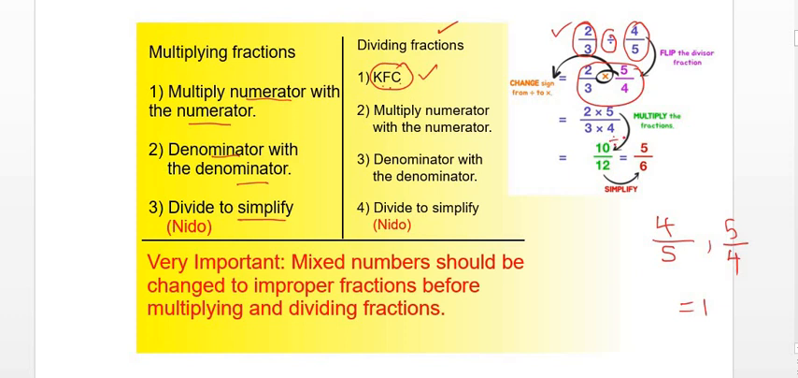So it can be simplified with the multiplication table of 2. So divide both numerator and denominator by 2. So this will be the final answer. Clear? So these are the steps that you have to follow to divide the fractions.